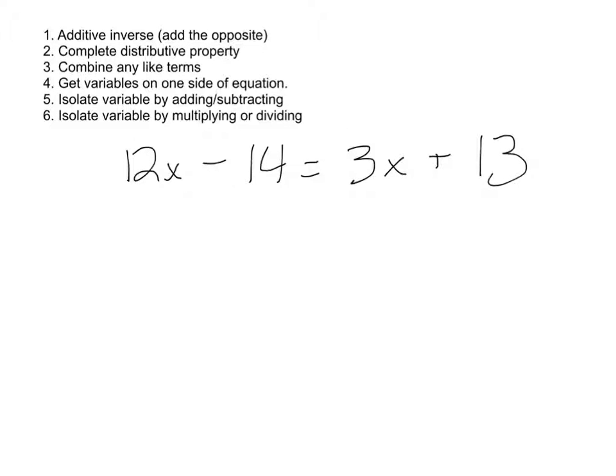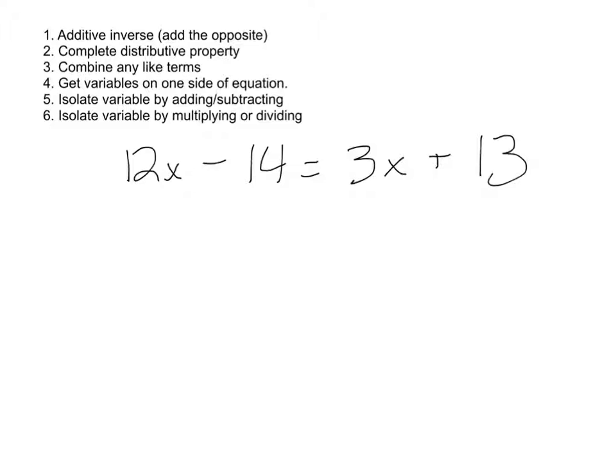We have our 6 rules here, and these are what you always want to follow in this order to solve multi-step equations. Some you'll do all 6, and for some problems like this, you will only do some of them, only the last 3, 4, 5, and 6.